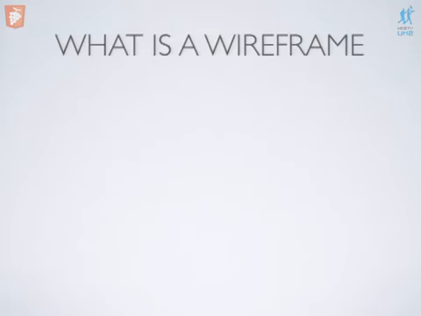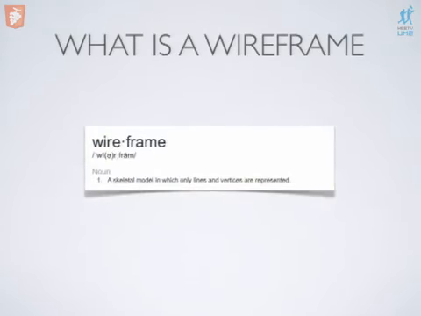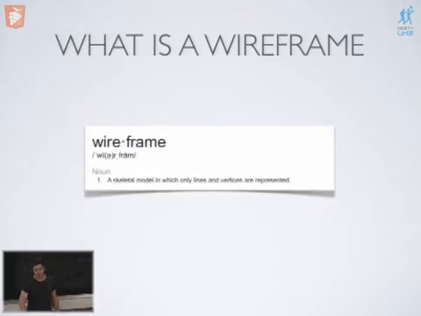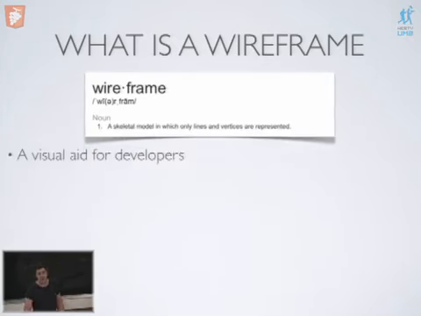So, I'm going to start basic. What is a wireframe? A wireframe is a skeletal model in which only lines and vertices are represented. A wireframe is black and white. It is a design, it is an interaction diagram, it is very basic, it is not exciting, yes? So, it's a visual aid for developers.